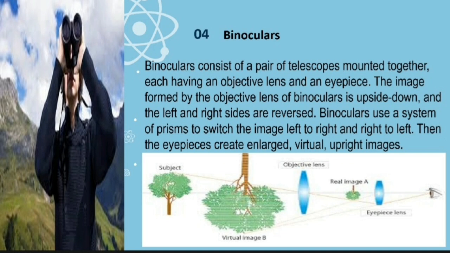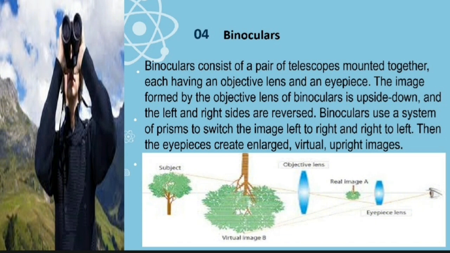The image formed by the objective lens is upside down, and the left and right sides are reversed. Binoculars use a system of prisms to switch the image left to right and right to left. Therefore, the eyepiece creates an enlarged, virtual, and upright image. Even though binoculars are used to see distant objects clearly, there is also a limitation. We cannot use binoculars to see the moon and the stars at night.